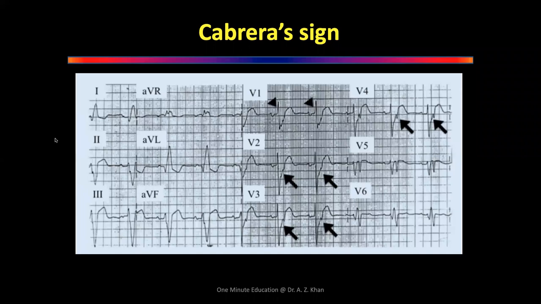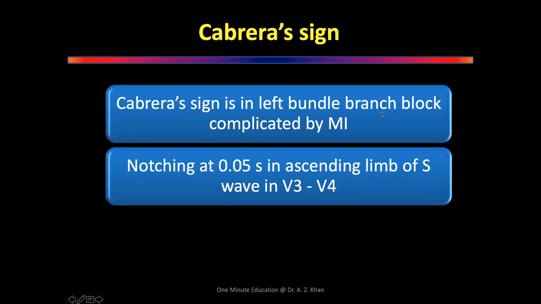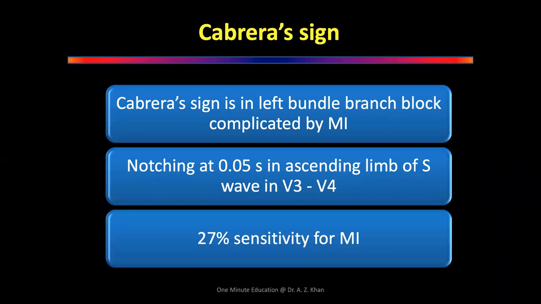Look at V4 here and you see a notch being formed. Can you see this notch, this arrow? Continuously you see this notch being formed. That is Cabrera's sign, suggestive of an MI in the presence of left bundle branch block. In particular, this has 25% sensitivity.